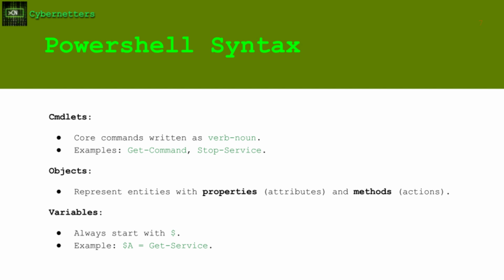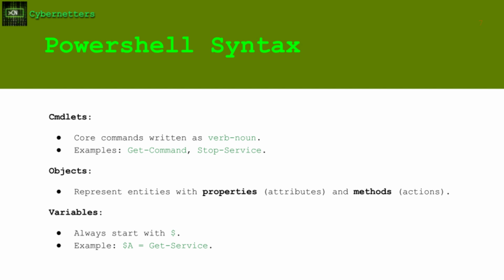Here are the core elements. We first have cmdlets, which are the basic building blocks of PowerShell, written in a verb-noun format. For example, Get-Command, which retrieves the list of available commands, and Stop-Service, which stops a running service. This format makes it easy to understand what each command does at a glance.